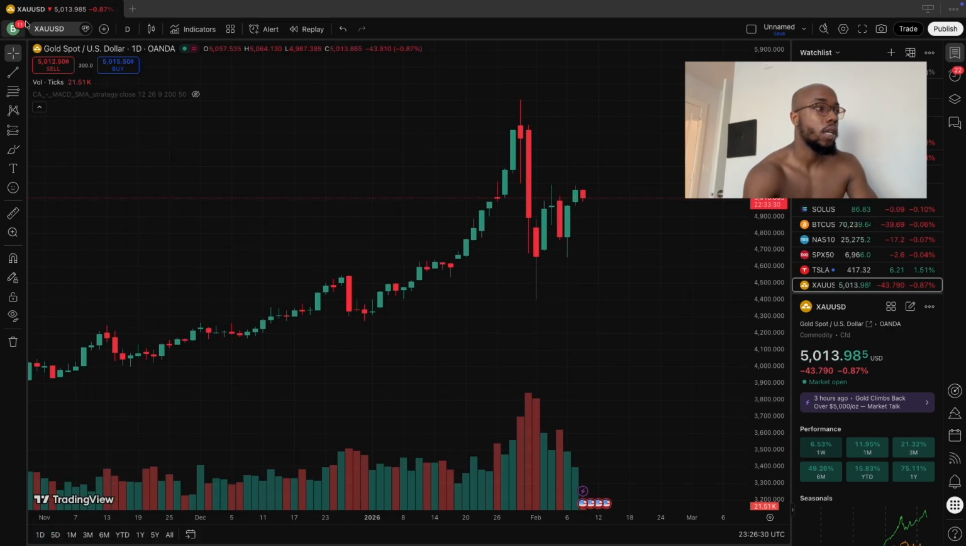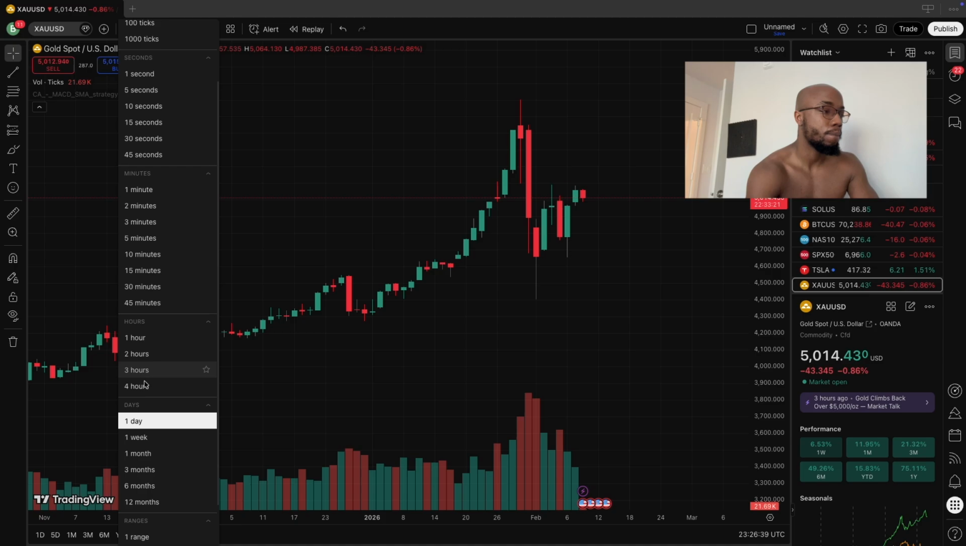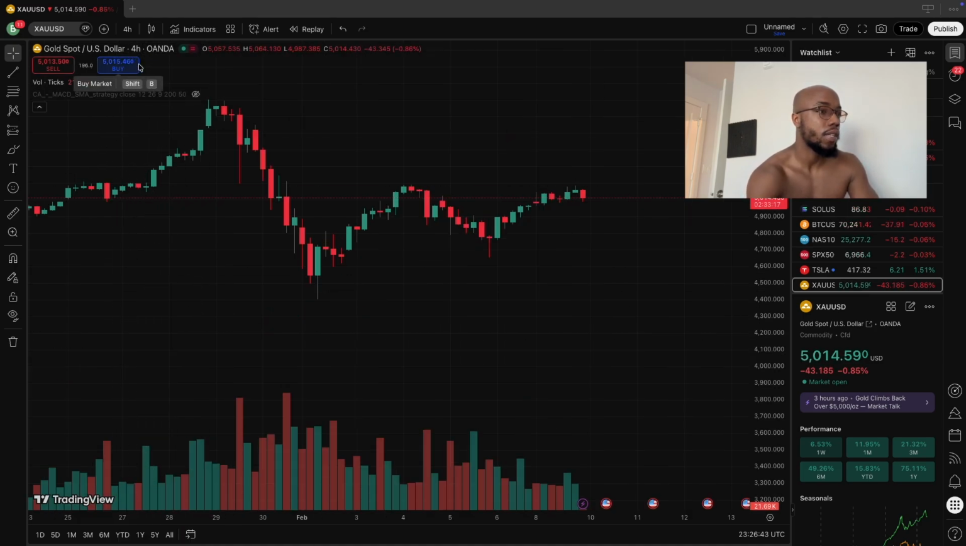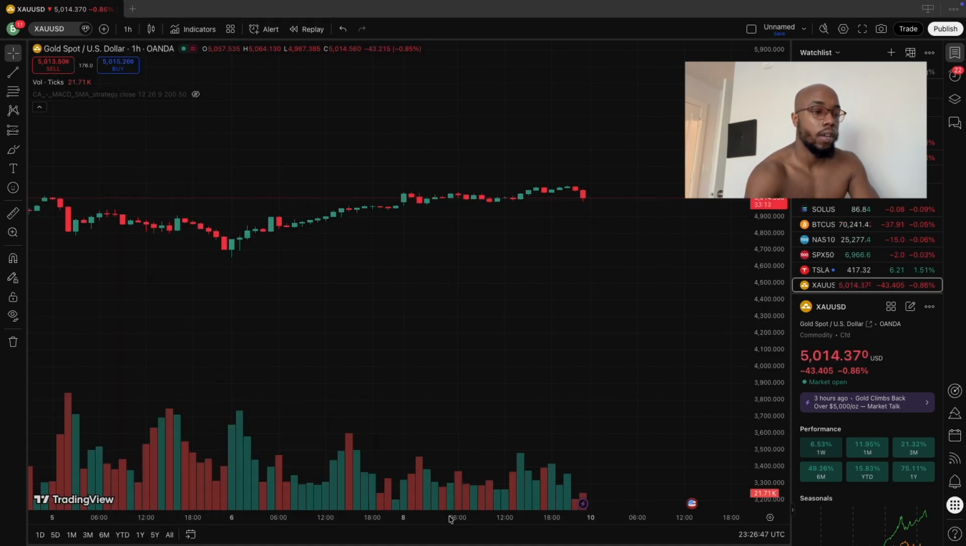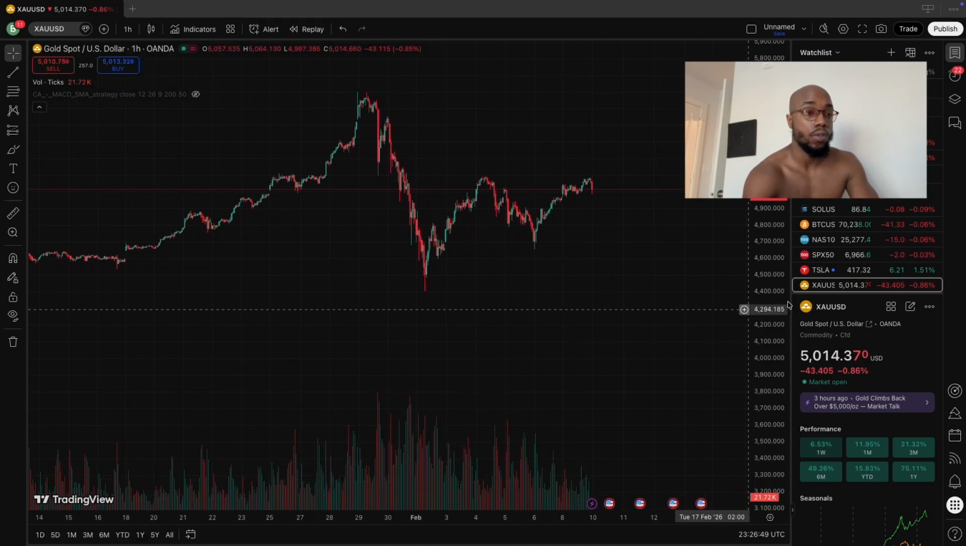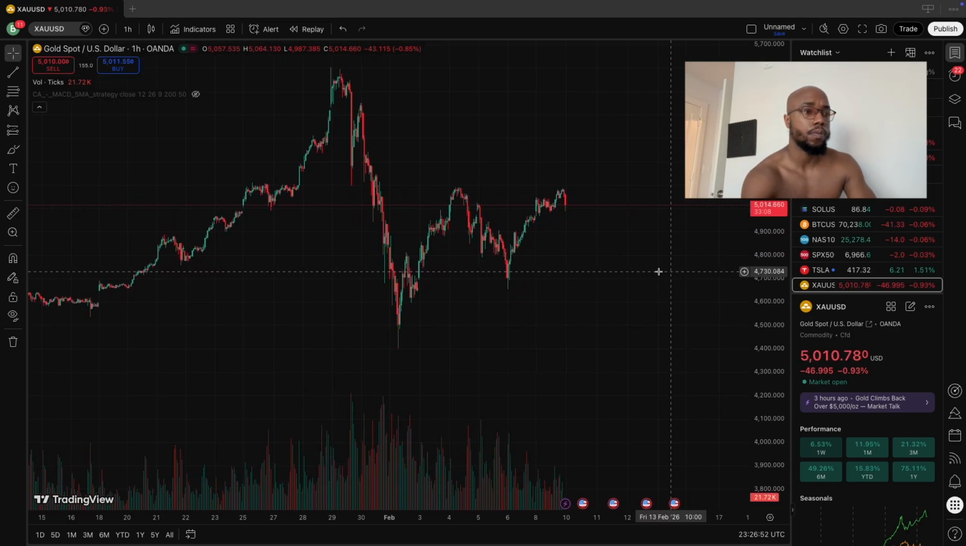So as you can see, we on TradingView. We got XAUUSD. That's the code name for gold, right? So you got the 1 day time frame. You got the 4 hour, which is a little more detailed. And then you got the 1 hour, right? These are the three main ones that I use. So we start off on the 1 hour, right?